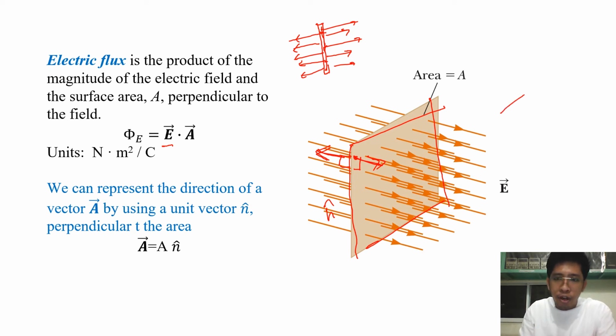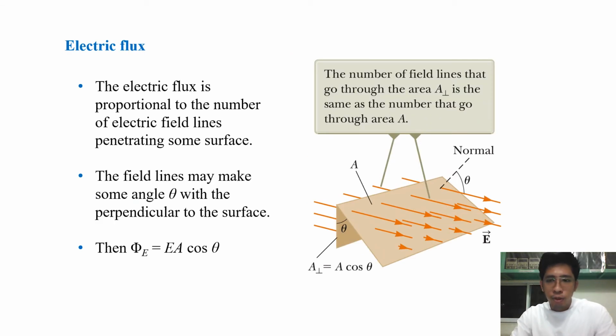If instead your sheet or your area is lying down horizontally like this one here, your unit vector n hat is this one, perpendicular to your area, to your surface. So that is your n hat. As I told you earlier, the electric flux is proportional to the number of electric field lines penetrating some surface. Looking at your equation for electric flux, Φ_E is equal to vector E dot vector A.